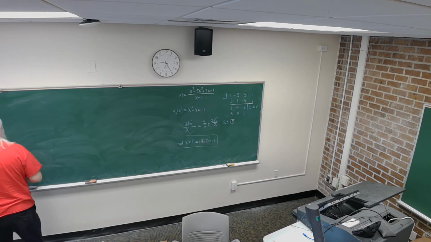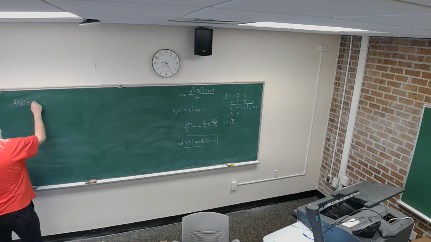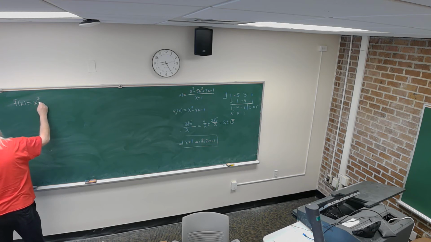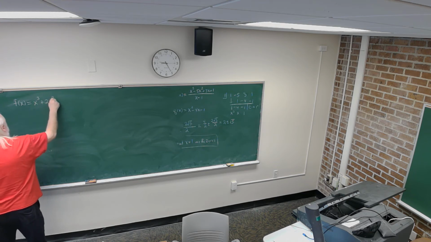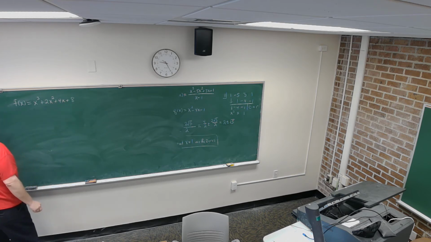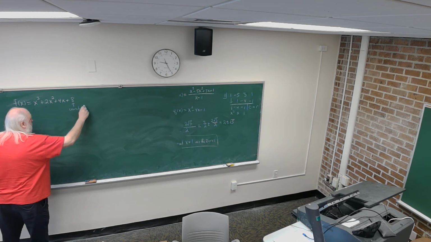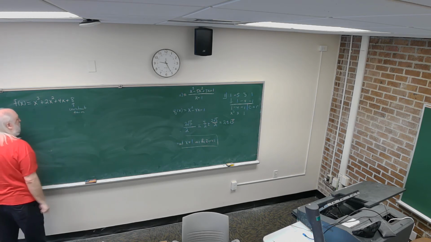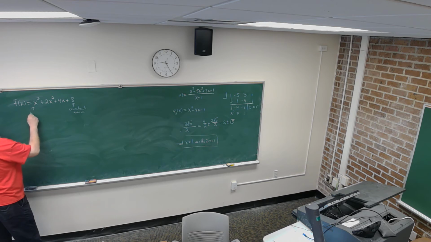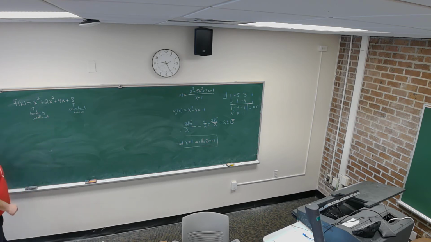Now we gotta find the zeros and completely factor f of x equals x cubed plus 2x squared plus 4x plus 8. So again, the constant term is plus 8, and the leading coefficient is the invisible 1. Okay?